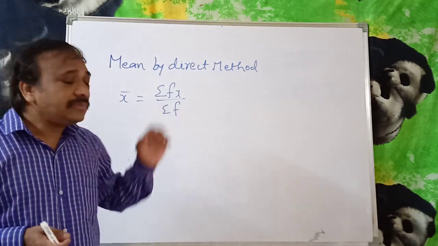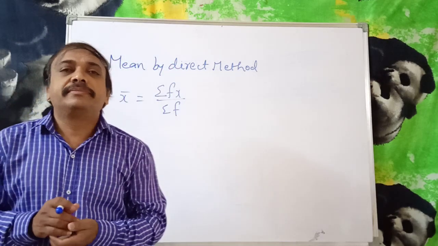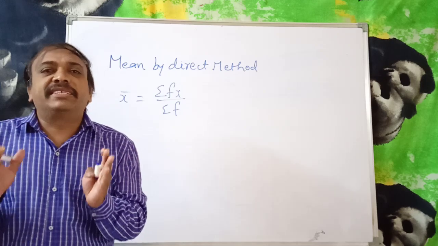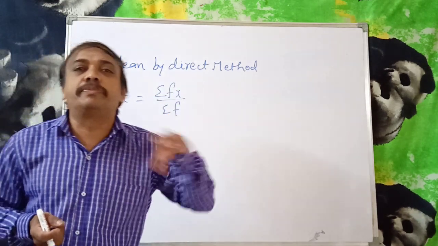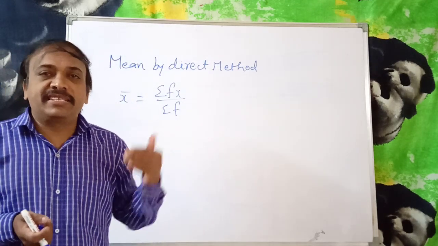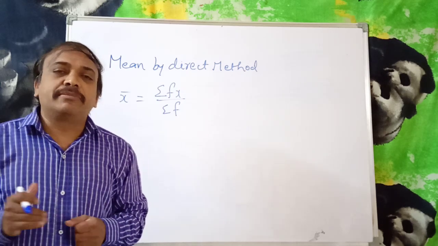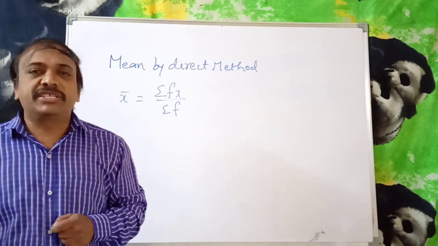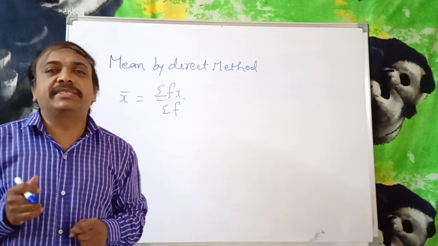Suppose in this data, a data is given, the mean can be calculated even in another way. This is for group data. We are discussing the group data now. Mean of group data, one is direct method. Now one is deviation method, that is step deviation method, and before that we are going to find the assumed mean method.